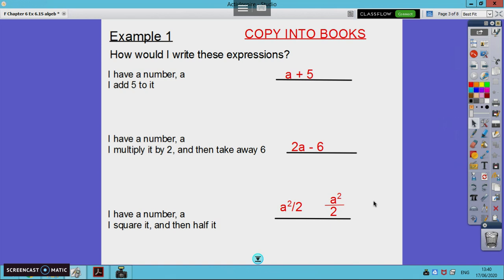Okay, so a squared over 2. They mean the same thing, but the second one is probably a better way to write it.